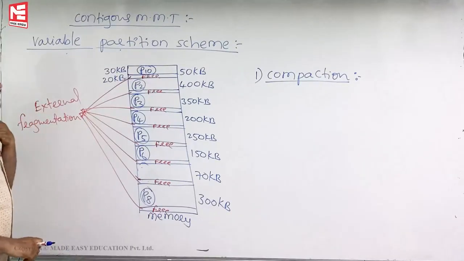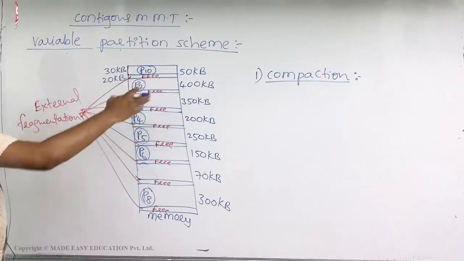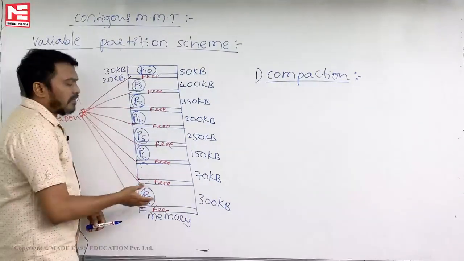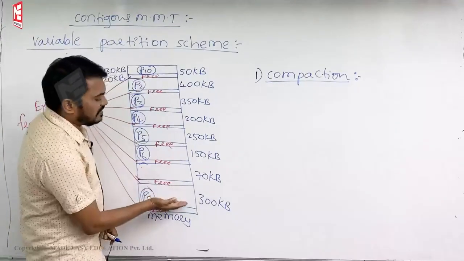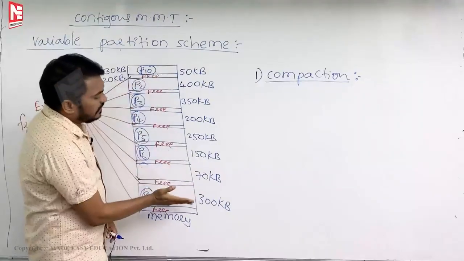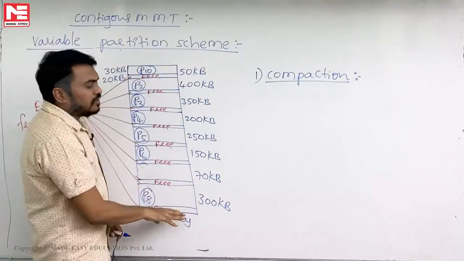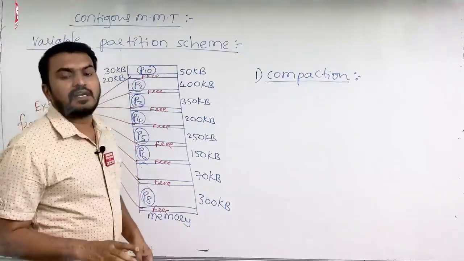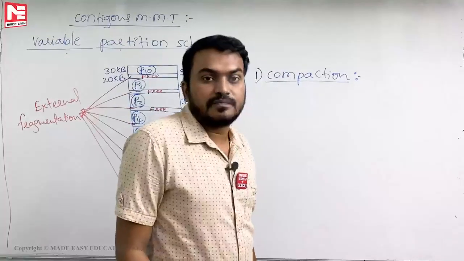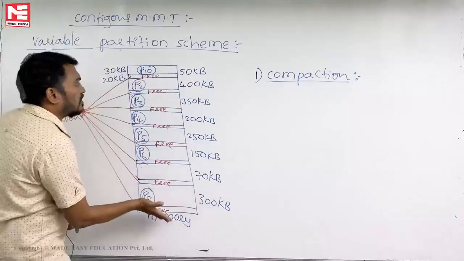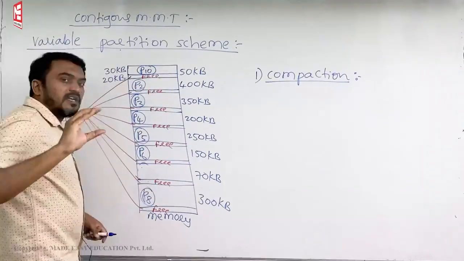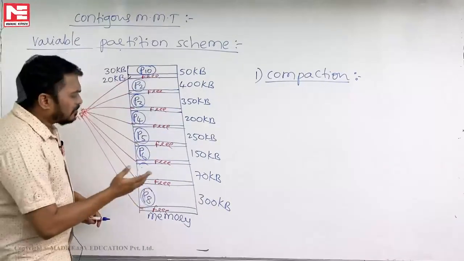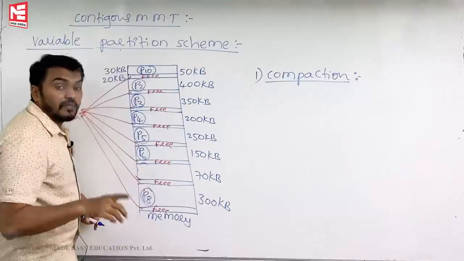Now what is the meaning of compaction? Understand carefully. To remove external fragmentation we use a technique called compaction. Compaction means moving all the processes towards the top or towards the bottom to make the free available memory into a single continuous place. That is called compaction. But remember, if you are moving all the processes towards the top or towards the bottom, what happens?